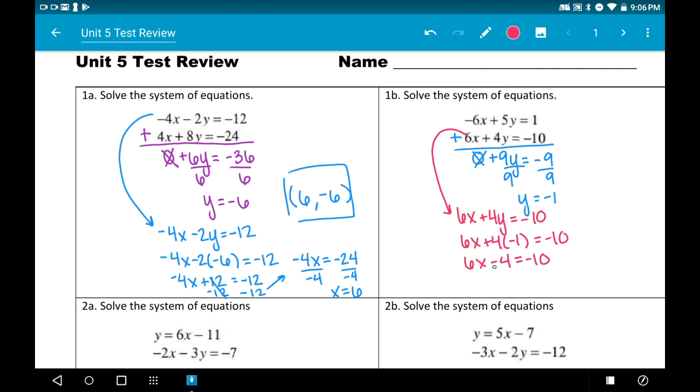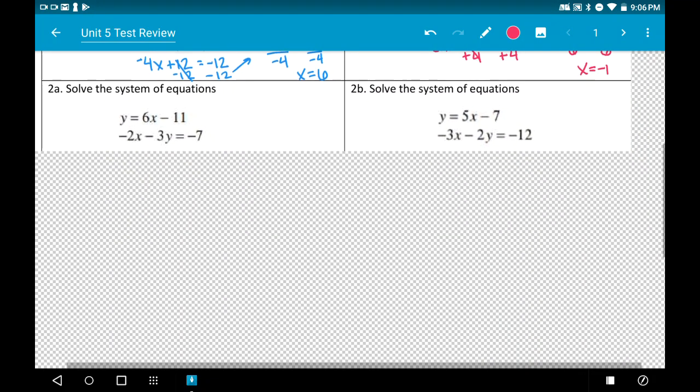To get rid of this 4, we're going to add 4 to both sides. So we get 6x equals negative 6. Then to solve for x, divide by 6 on both sides. So x equals negative 1. And our last step, write it as an ordered pair. So negative 1, negative 1 is our answer. So the x comes first, then the y. So those are both elimination.